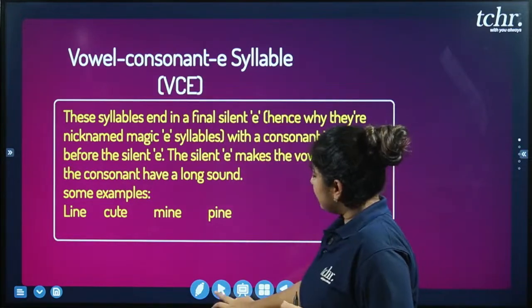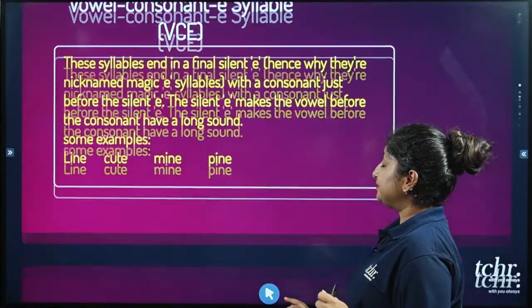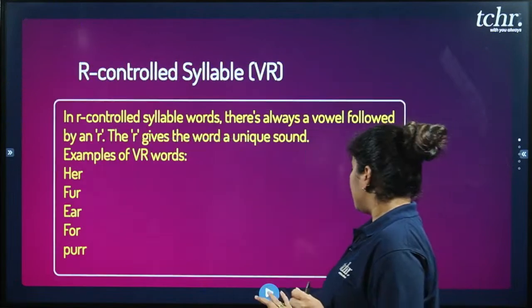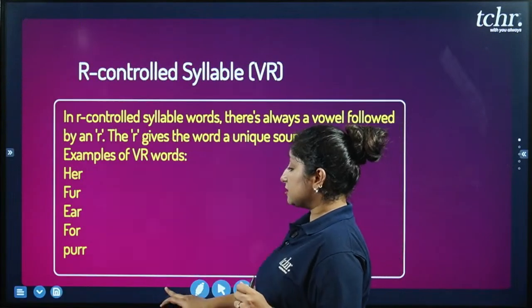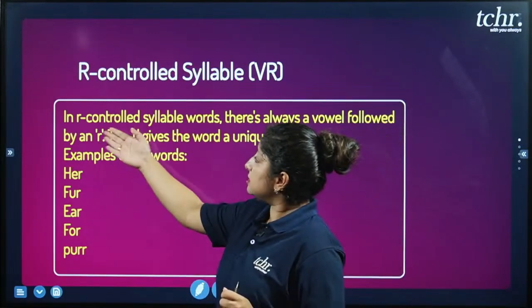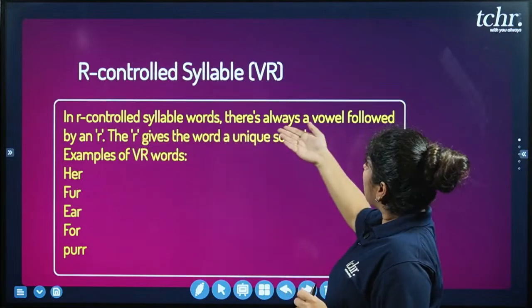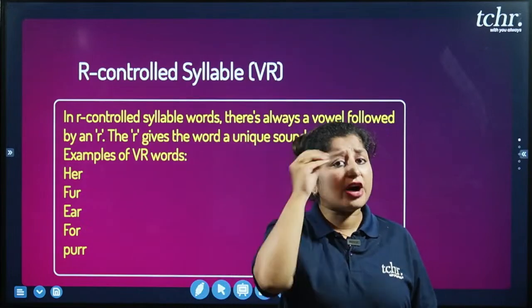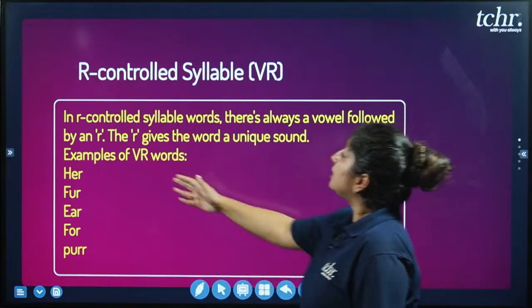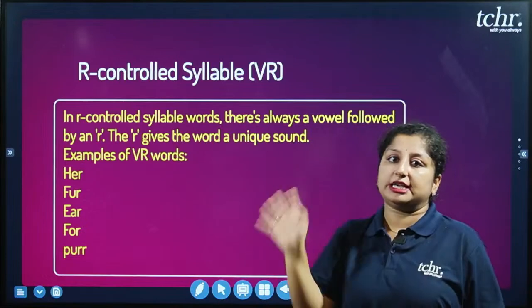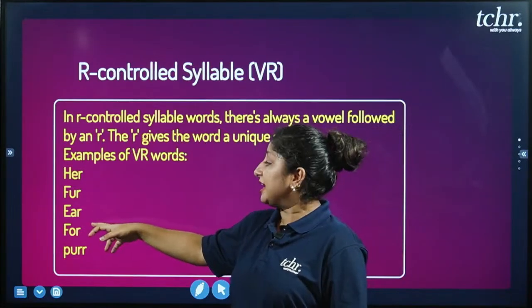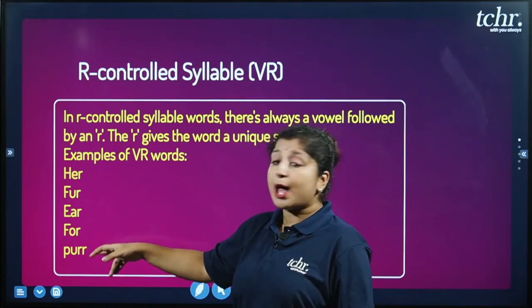Okay. Next one ಯಾವ್ದಿದೆ? We have R-controlled syllables. We come across R-controlled syllables a lot. In R-controlled syllable words, there is always a vowel followed by an R. The R gives the word a unique sound because her, fur, ear, for, per.